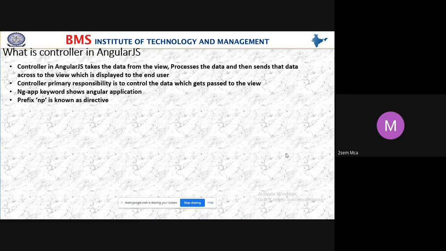See, to one server, different clients will be connected. Sometimes the same data will be seen by all the clients. So however many clients are connected with the server, everybody will see that output. That process of showing the output to the end user is taken care of by the controller. Yes, students, understood? The controller's primary responsibility is to control the data which gets passed to the view.